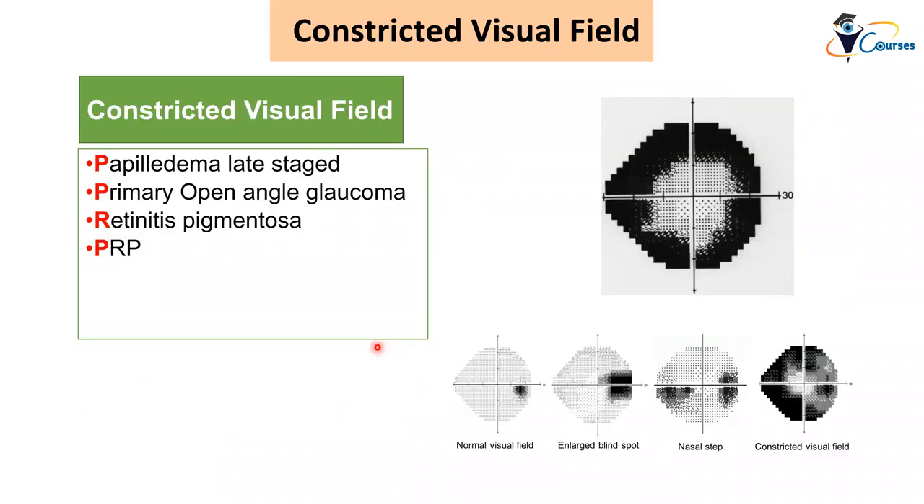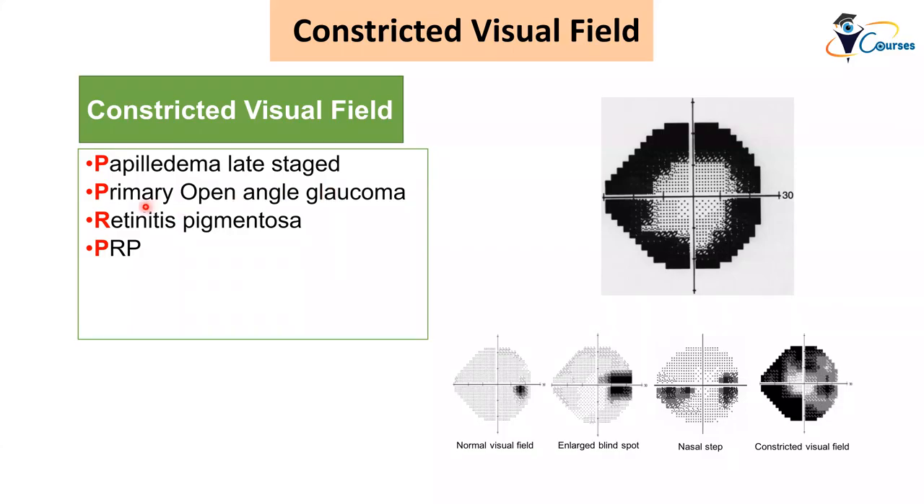The final visual field effect will be the constriction of the visual field. If a patient is presenting with progressive constriction of the visual field, there are several possible causes. So you can see that this patient has only a central field. This is a central visual field, and the patient only has preserved central vision. So there are 4 important P's. The papilledema, late stage. Papilledema in early stages doesn't affect the visual field, but in late stages it can cause optic atrophy and constriction of the visual field.